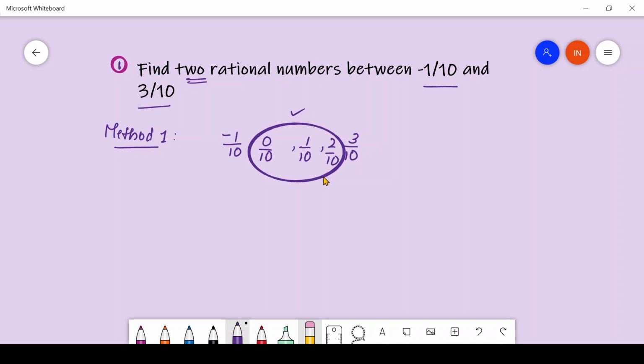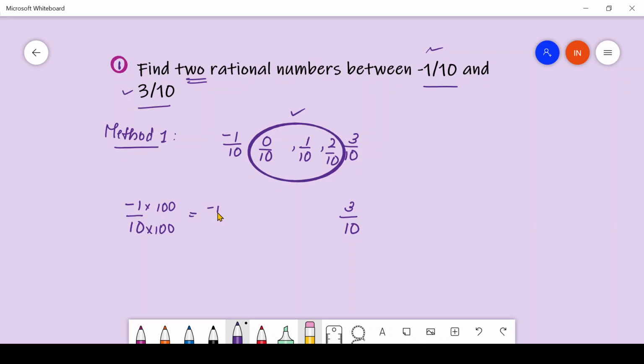In this method, let me show you how to find more rational numbers between negative 1 by 10 and 3 by 10. I'm rewriting the question: negative 1 by 10 and 3 by 10. I'm going to make the denominator bigger, so that we will get more rational numbers between these two. I'm going to multiply the denominator by 100 here. You know the rule: if you multiply the denominator by any number, you have to multiply the numerator also, then only it will be correct.